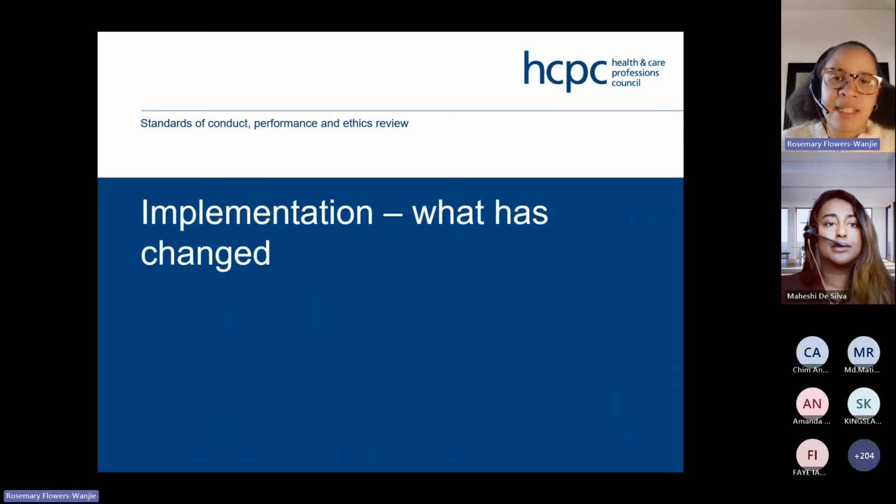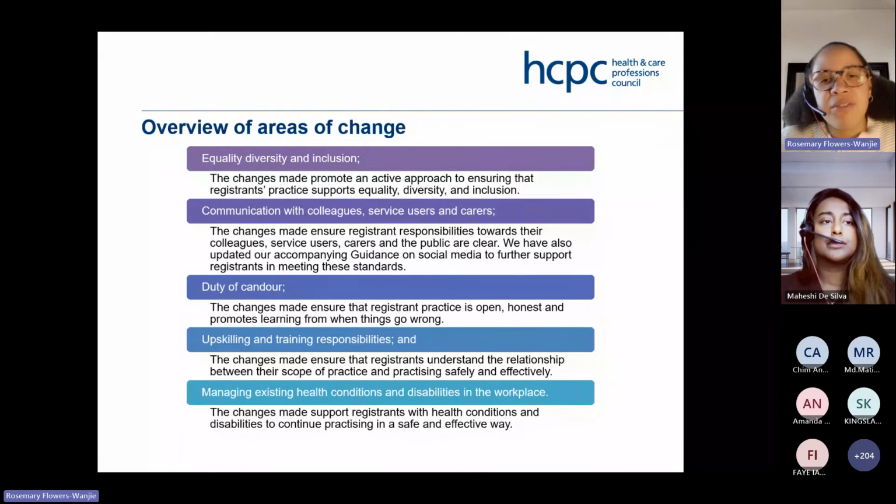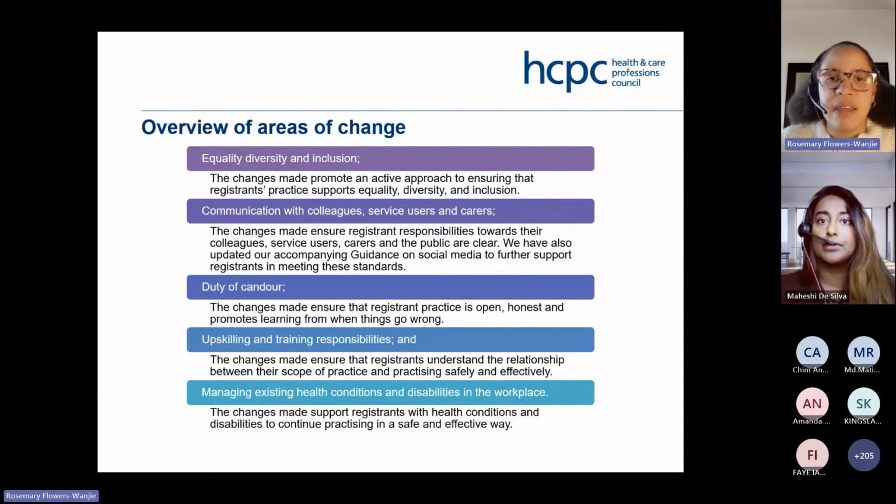So the revisions that we've made to the Standards of Conduct, Performance and Ethics fit under 5 key themes. And they are equality, diversity and inclusion, communication, duty of candour, upskilling and training, and managing health and disabilities in the workplace. Many of the changes that we've made are about implementing more active language for registrants and making their responsibilities clearer and highlighting the importance of certain values, such as being open and honest and practicing safely and effectively.